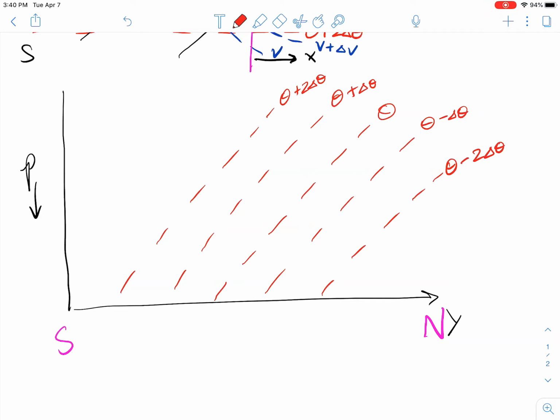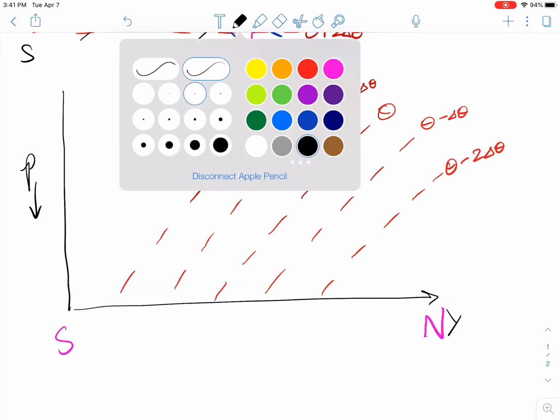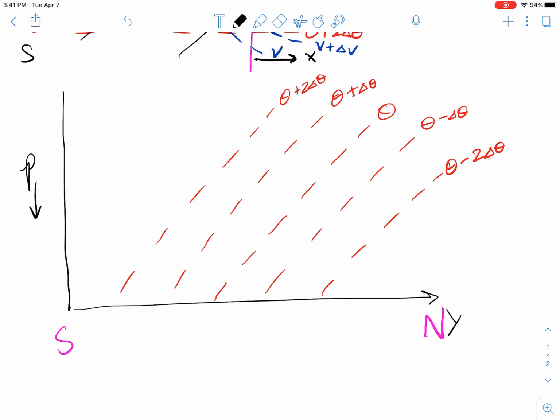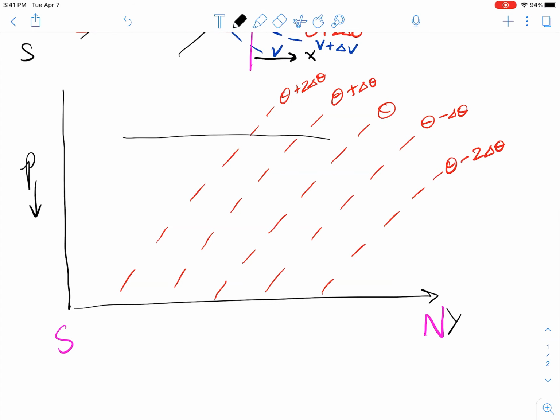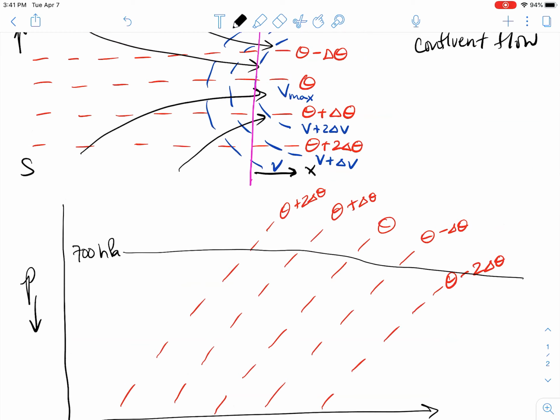Initially, we know that the atmosphere is still in thermal wind balance, and so we can draw in some perspective height contours. For example, at 700 millibars, we would have higher heights where it's warmer and lower heights where it's colder. This might be an example of our 700 millibar surface.